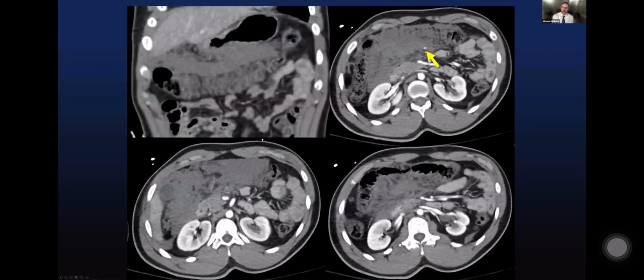Here's a more subtle case of someone who has a blunt abdominal injury, large hematoma, in this case in the transverse mesocolon. Just a reminder that the colon has a mesentery too, and we often think about small bowel mesenteric injuries, not necessarily thinking about those anatomic spaces, but obviously equally important.